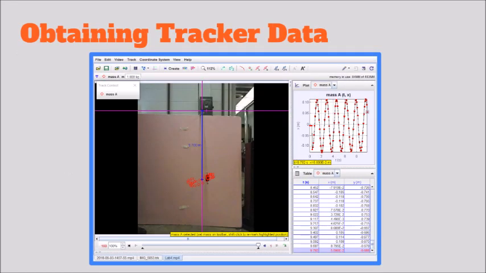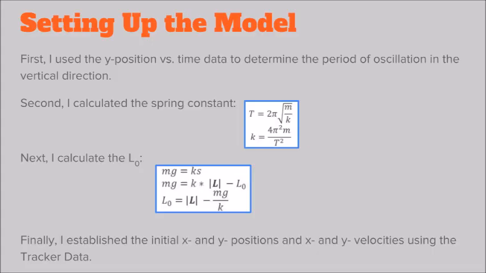Tracker was used to obtain the position versus time data, determine the period of oscillation, and establish initial velocities. The position versus time data was exported to a CSV file for upload to the computer model. To establish the initial conditions, first I used the y position versus time data to determine the period of the oscillation in the vertical direction. I determined the time between 3 oscillations and divided by 3.